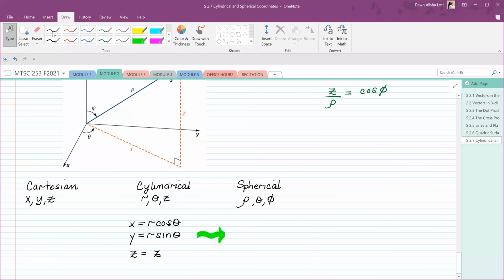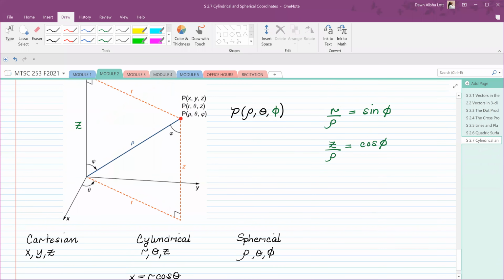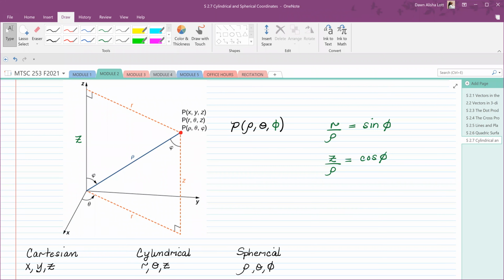So what I get from here now is two new equations. That is that r is rho sine phi, and z is rho cosine phi. So these are new equations for me.